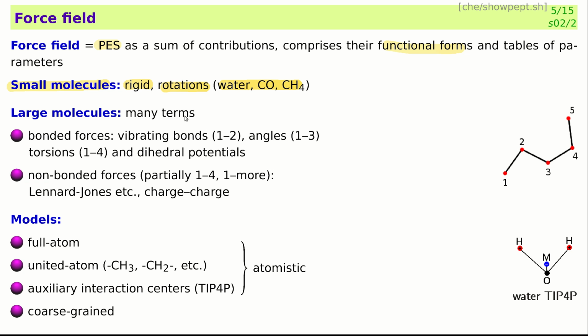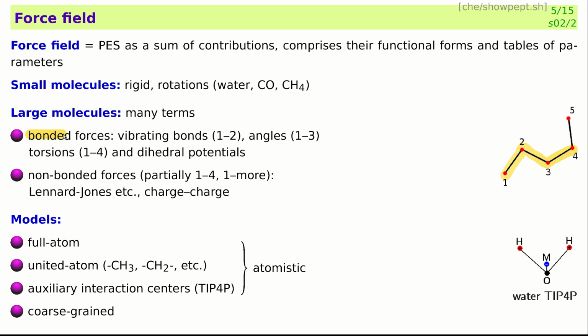If we have large molecules like peptides, proteins, nucleic acids, and so on, we have many terms. And we must also describe the so-called bonded forces. That is, vibrating bonds, angles, torsions, and dihedral potentials. Here in the scheme, these numbers correspond to the number of bonds between atoms; angles comprise such triplets, and torsions comprise 4 atoms bonded in such a way.